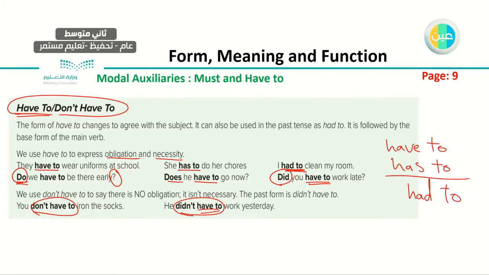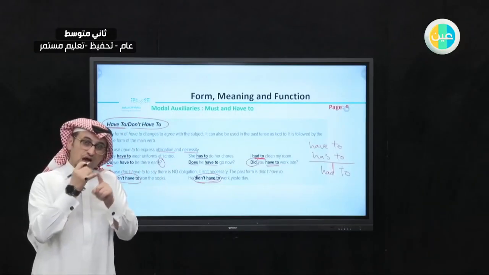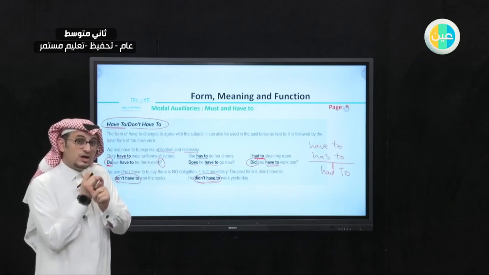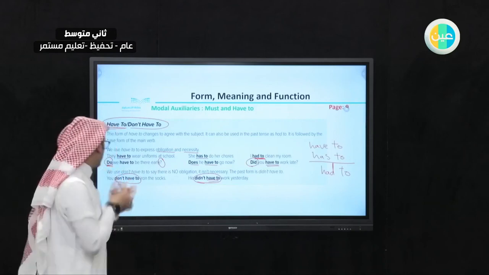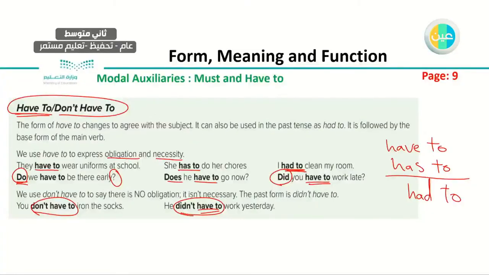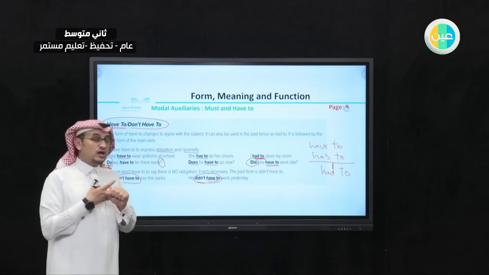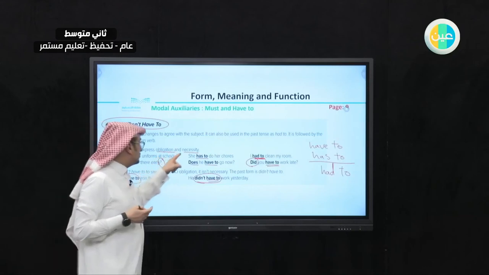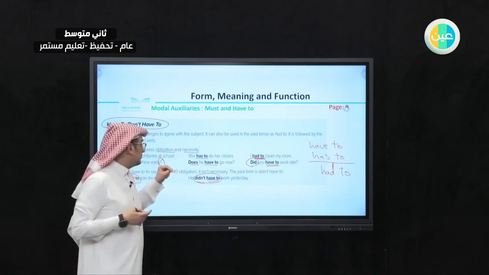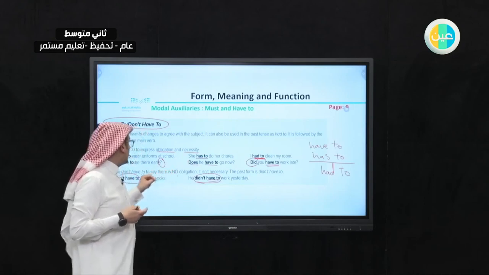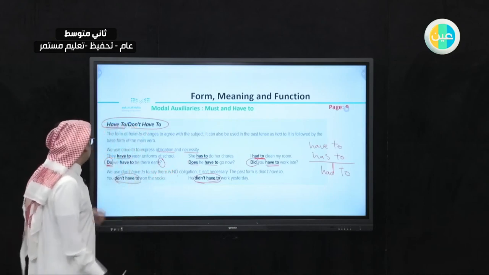So, have to should be written in a question and negative form with auxiliary do, does, or did. Okay, good. That's the idea of have to and don't have to. We use them to express obligation and necessity, in the past form or in the present form. We have to take care of the third person singular in the present form, and use does in the question, and use has to in the affirmative sentence.